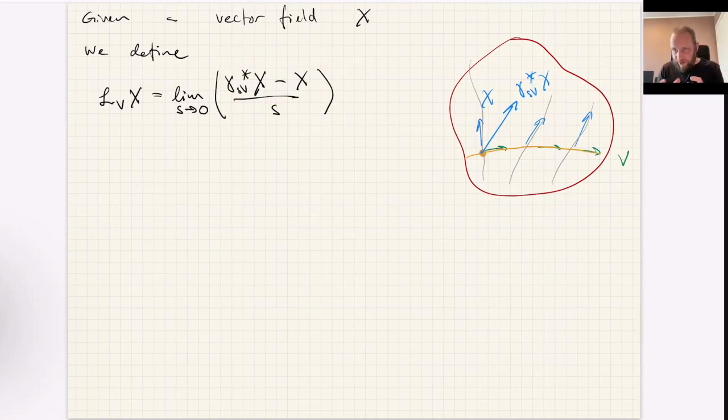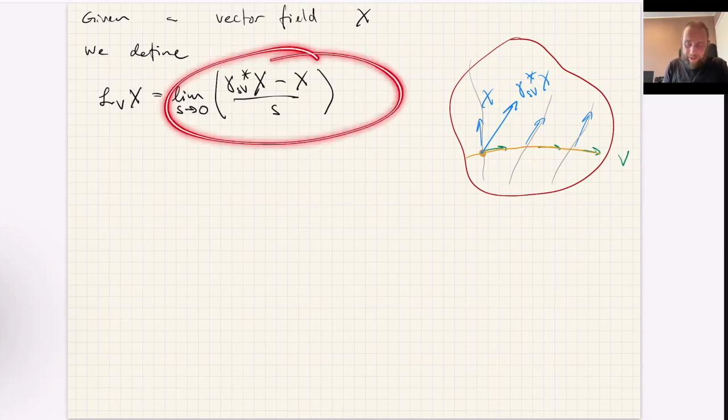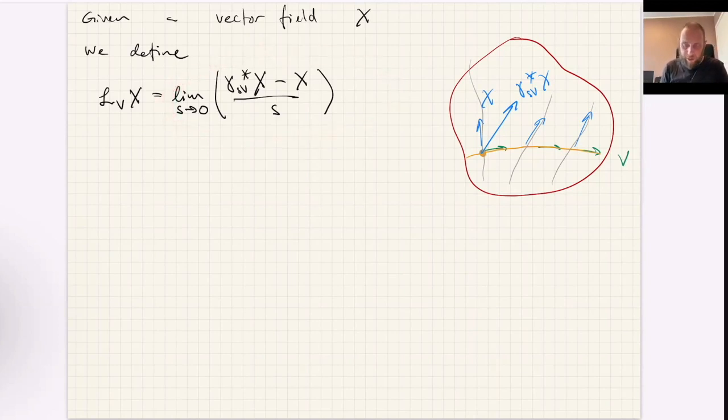So the entire idea here is that I can use this to define a derivative of a vector field or a general tensor field. There's nothing here that says that X necessarily needs to be a vector. It can also be a tensor field. And the definition is exactly the same: you pull the tensor back from a point that is displaced by V, and then you take the difference at the original point.